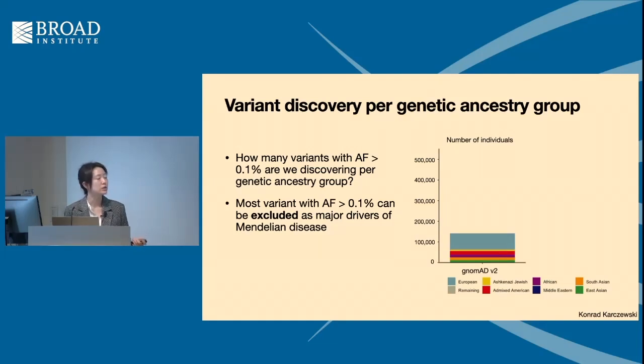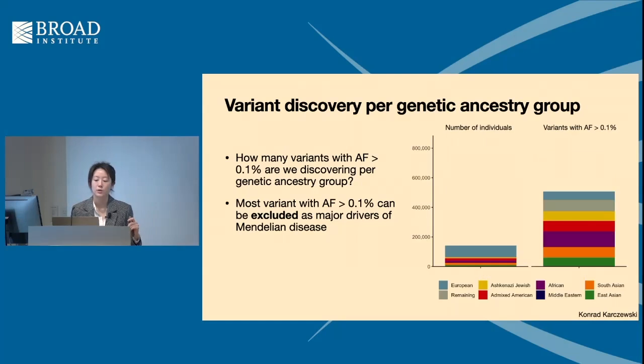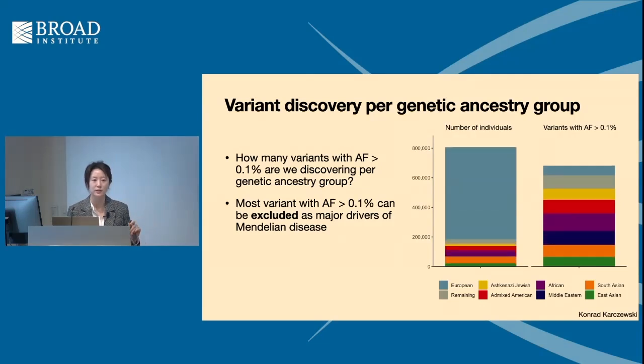This plot on the left is showing the number of individuals in gnomAD colored by their inferred genetic ancestry group, and this is currently v2. The plot on the right now is showing all of the non-synonymous variants at or above a 0.1% allele frequency threshold contributed by each group. So you can see the total number for v2 is about 500,000 here. So what does this look like as you move from v2 to v4? This animation will play quickly, so I'll let it go a couple times.